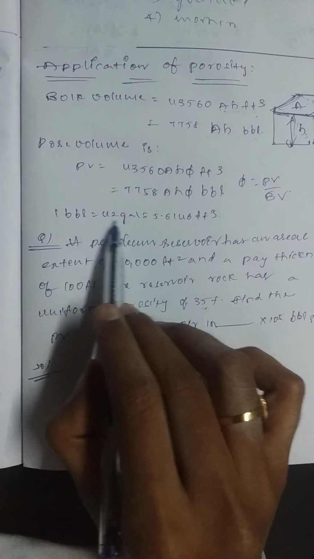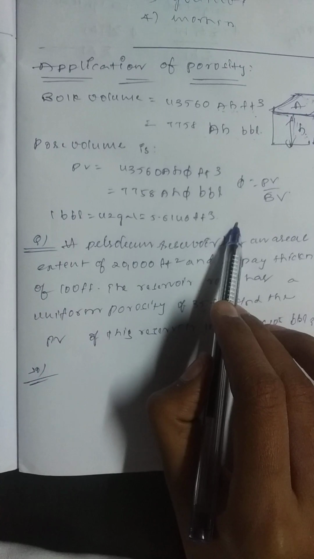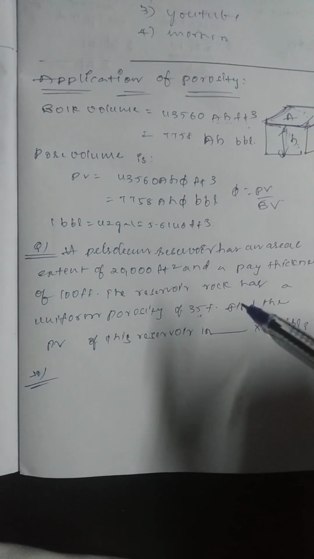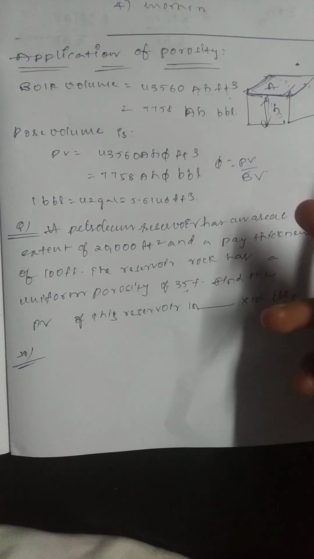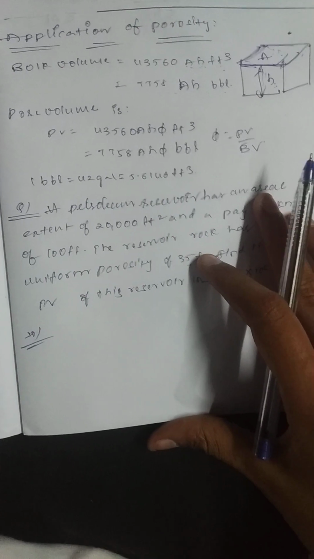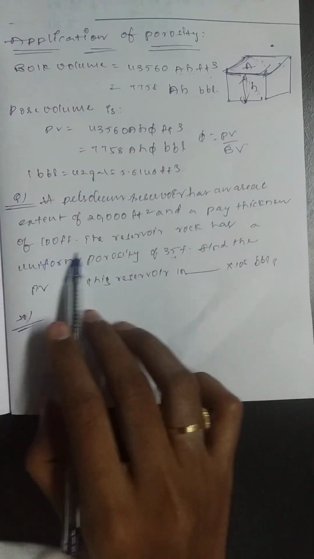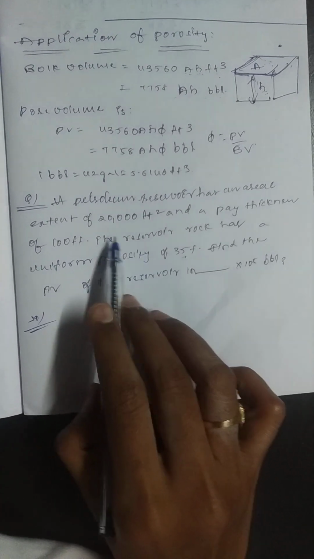By using this conversion, 1 barrel is equal to 42 gallon is equal to 5.6146 feet cube, which I gave in the very first lecture. Just go through that, and every morning make sure you revise the formulas. Then you'll find it very easy to convert the units. And I have noted down one simple problem from Tarek Ahmed.